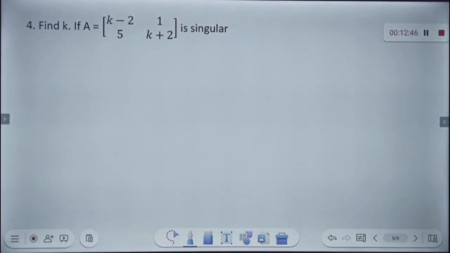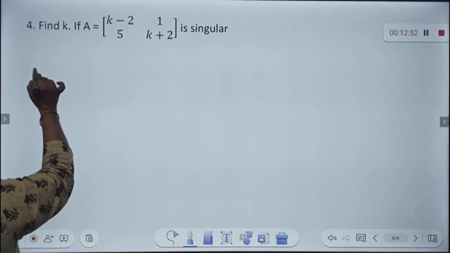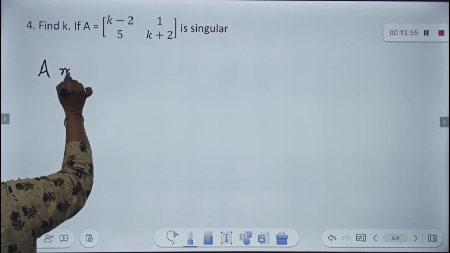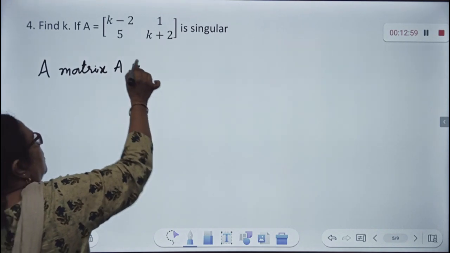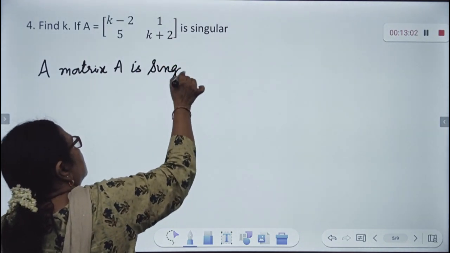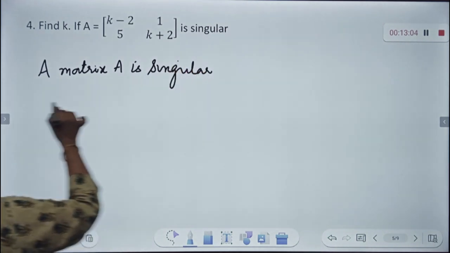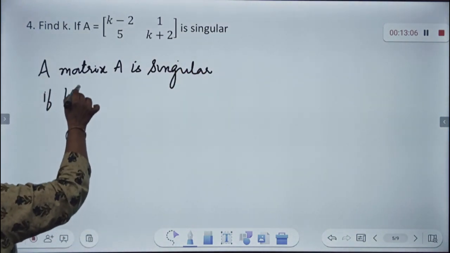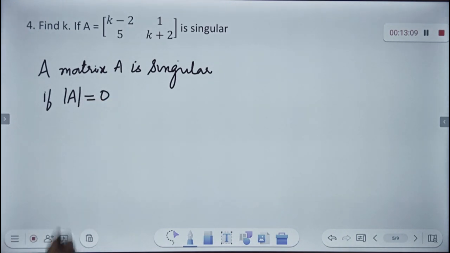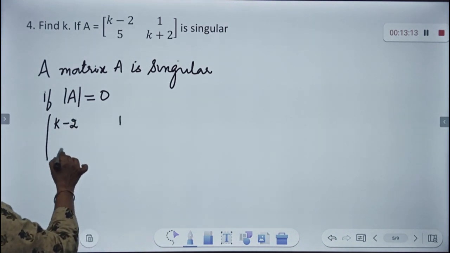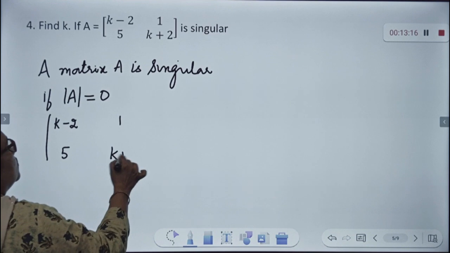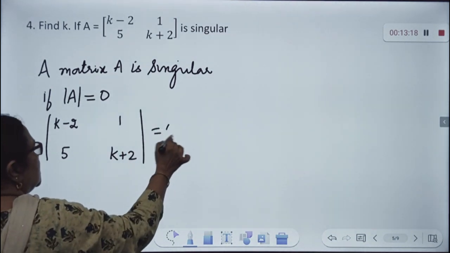Now, a matrix is called singular if its determinant value is 0. If A is a singular matrix, so a matrix A is singular if determinant of A equal to 0. What is determinant of A? K minus 2, 1, 5, K plus 2 equal to 0.